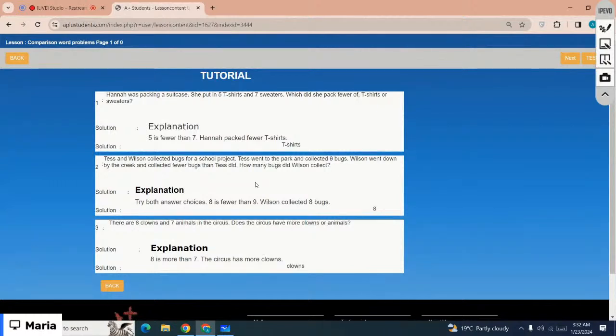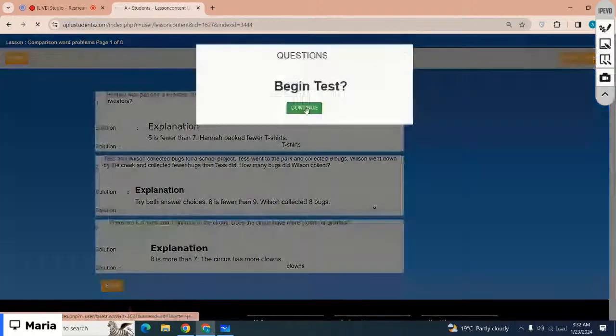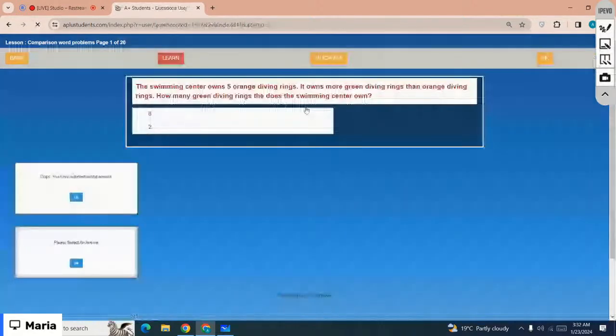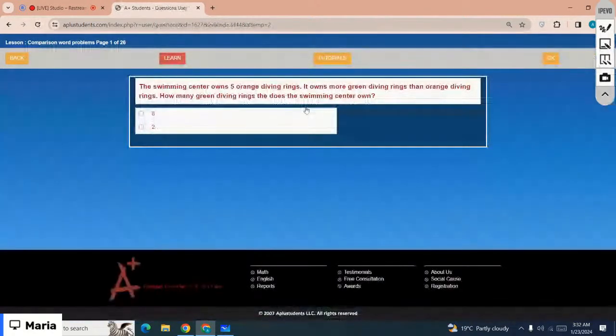Okay, let's just start with the test question. So basically, just read the question carefully. You have to do the same thing. You have to compare the numbers given in the question, right? So let's just start with the first example. The swimming center owns five orange diving rings. It owns more green diving rings than orange diving rings. How many green diving rings does the swimming center own? Which is the correct option?